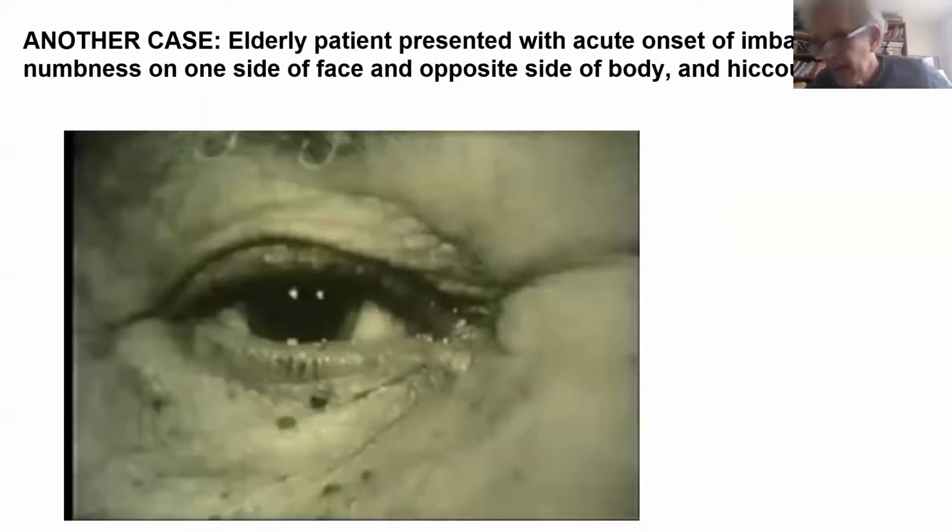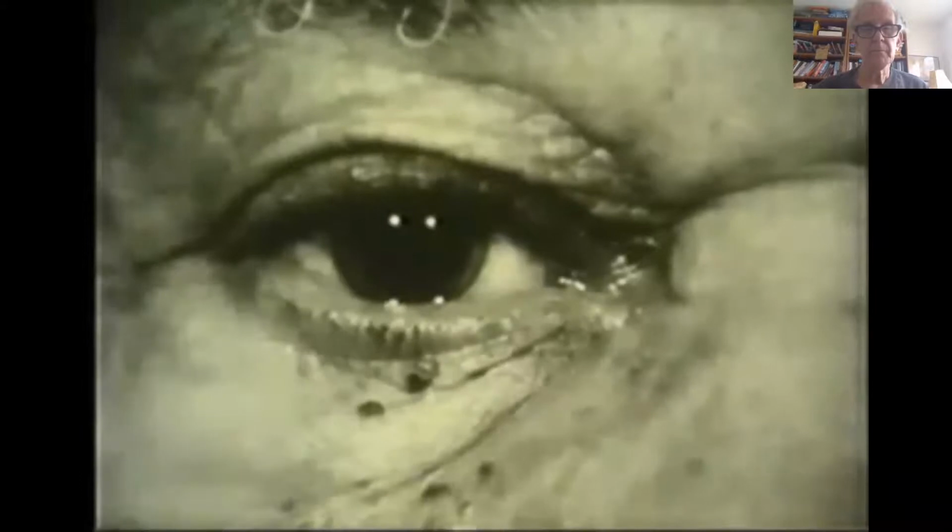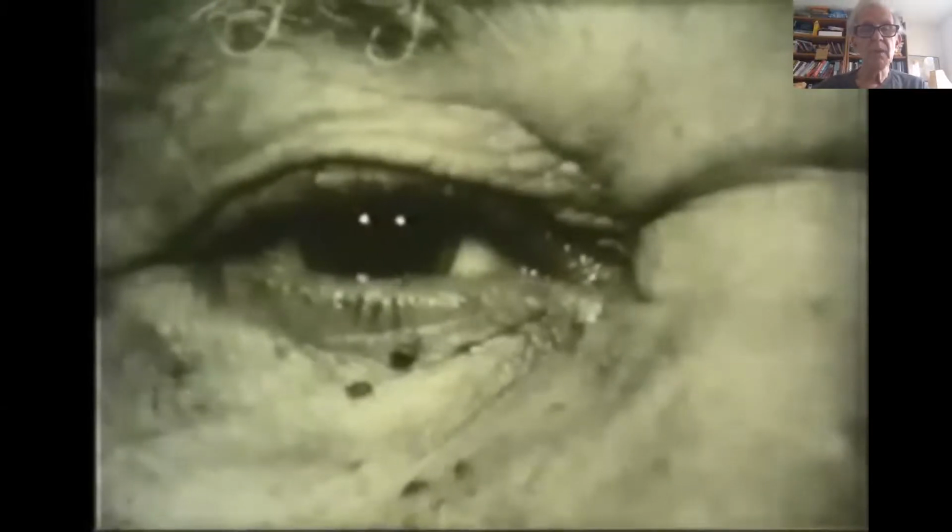Okay, how about a patient who presents with the acute onset of imbalance, hiccups, numbness on one side of the face and opposite side of the body? I don't need to tell you how to diagnose this one. This is probably the most reliable, consistent vascular ischemic syndrome of the brainstem. Let's see the eye movements. Closes the eyes. Look what happens when he opens up. They were deviated to one side, and he had to make a bunch of little saccades back to center.